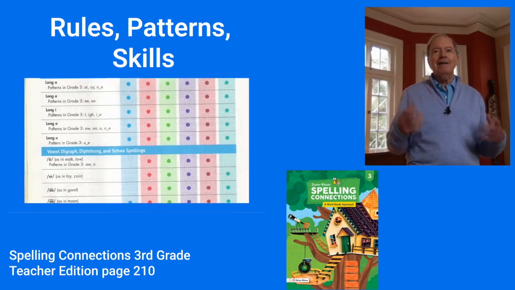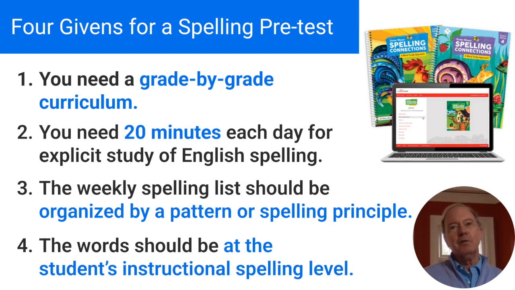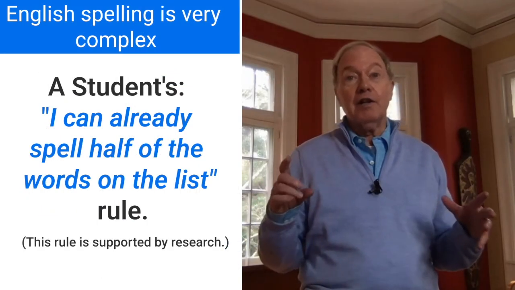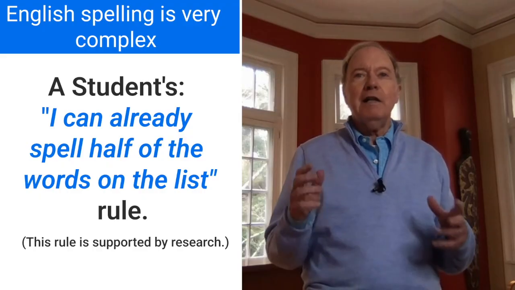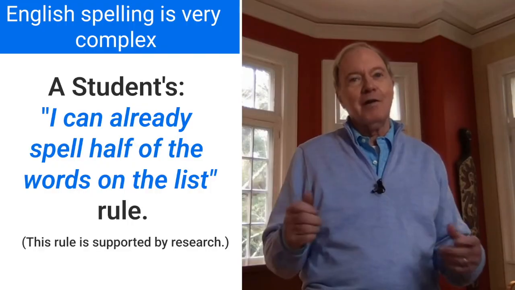And the fourth given requires that the words used in the spelling pretest should be at the student's instructional spelling level, the level where they can already spell about half of the pretest words correctly in a traditional 20-word weekly list. The "I can already spell half of the words on the list" rule ensures that the list is not too hard, not too easy, but just right. This rule is supported by research.